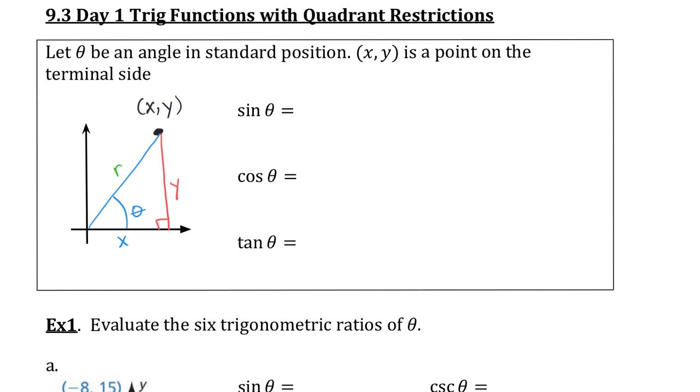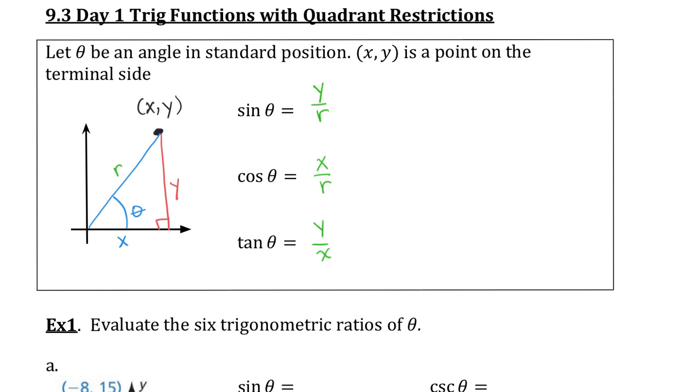Okay, now we're going to write the ratios based on this, and then we'll worry about the r in a second. So if we do sine of theta, that's going to be the opposite over the hypotenuse, so we call that y over r. For cosine, that's the adjacent over the hypotenuse, so that's going to be x over r. And then tangent is opposite over adjacent, so it's going to be y over x.